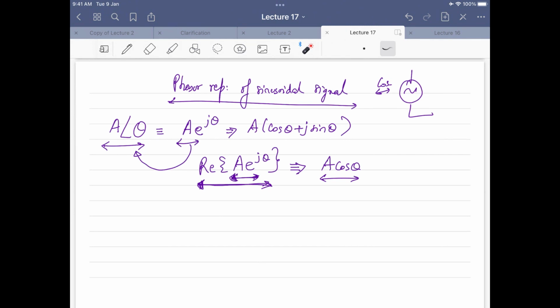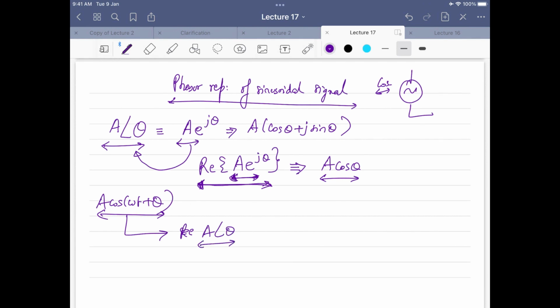So what happens is, the important thing is we have this A cos(omega t plus theta), but still what we are doing is actually using the real part of A with angle theta. So can anyone tell me why omega is not used here? Sir, because the phase is theta. No, phase is theta, but omega is also there, right? Why are we not using omega here, in this representation?